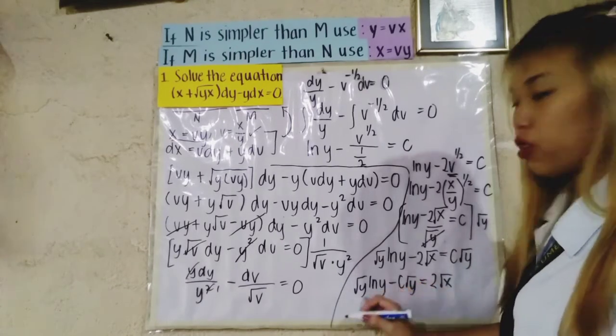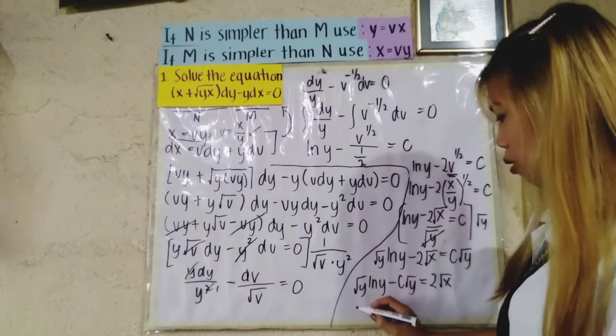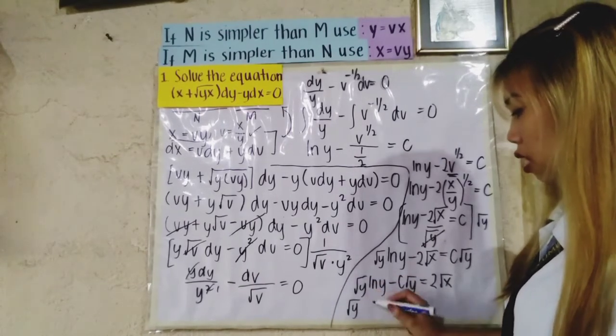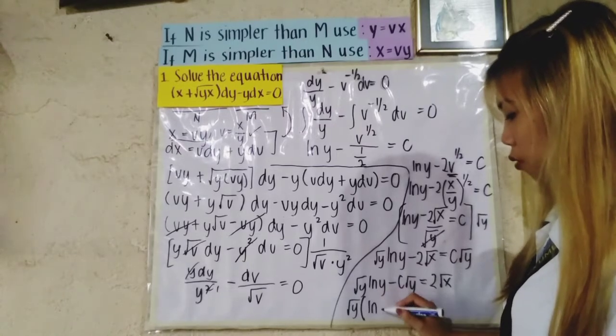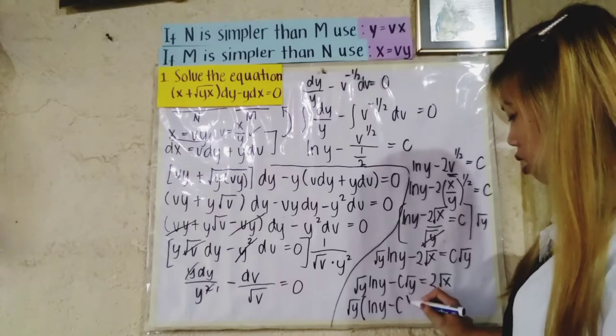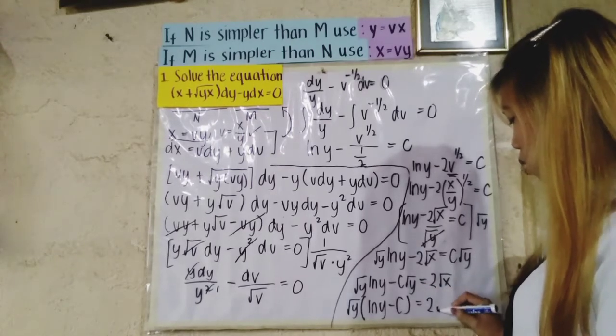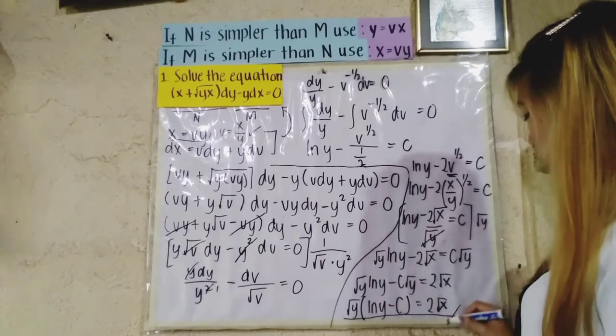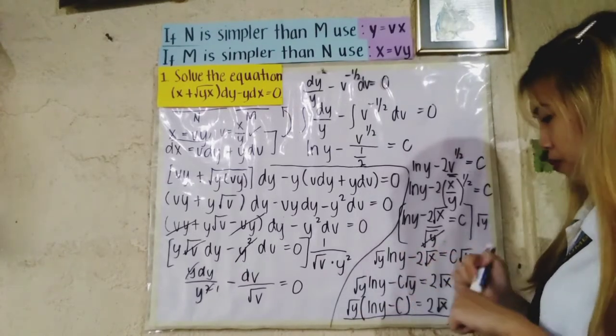Then, pwede pa natin i-factor out yung y, yung square root of y. We have square root of y, pag may matitira na lang tayo dito na ln of y, minus, then dito may matitira na lang na c, equal to 2 raised to square root of x. So, this is our general solution.